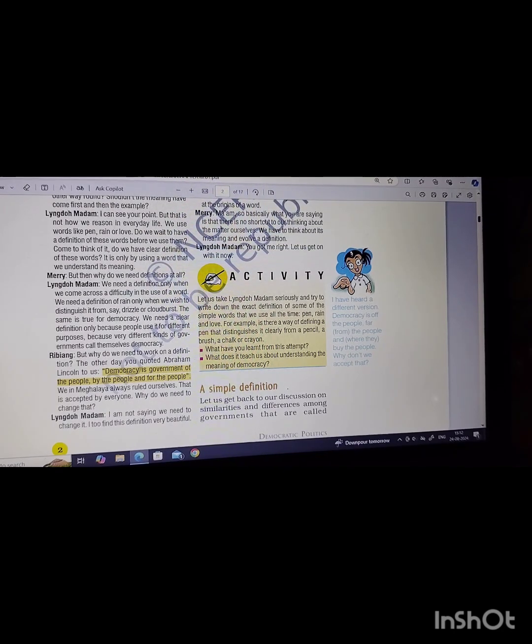So Mary is asking her madam why we need definitions. Her madam is saying that we need definitions when we come across different kinds of words. If we take rain, and we want to differentiate it from others like drizzle or cloudburst, then we need a definition of rain. Otherwise, if we imagine rain in our brain, we can see that water is coming from the sky, and we can always say that it is rain. But drizzle and cloudburst are different. So to differentiate these things, we need definitions.